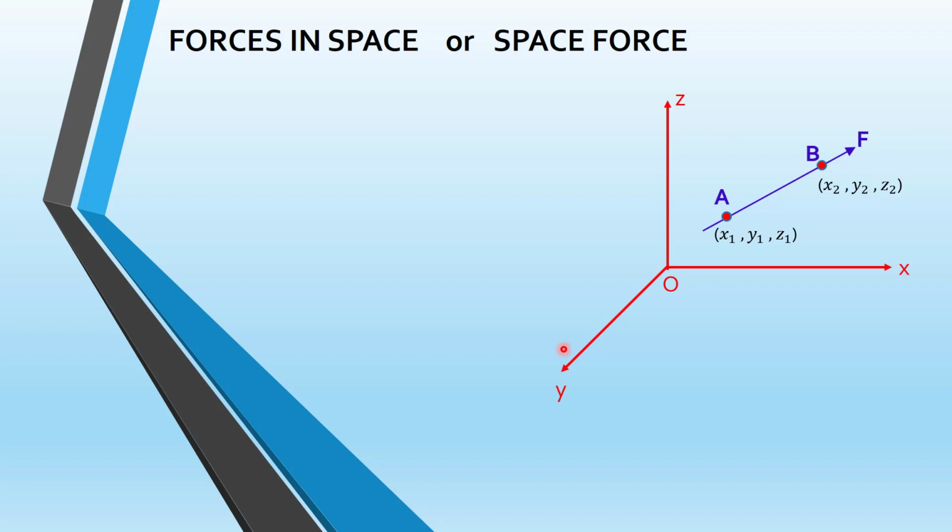Now let us assume that a force of magnitude capital F is passing through these points. Okay, and this shows the line of action of the force. You can see that the line of action is passing along these 2 points.